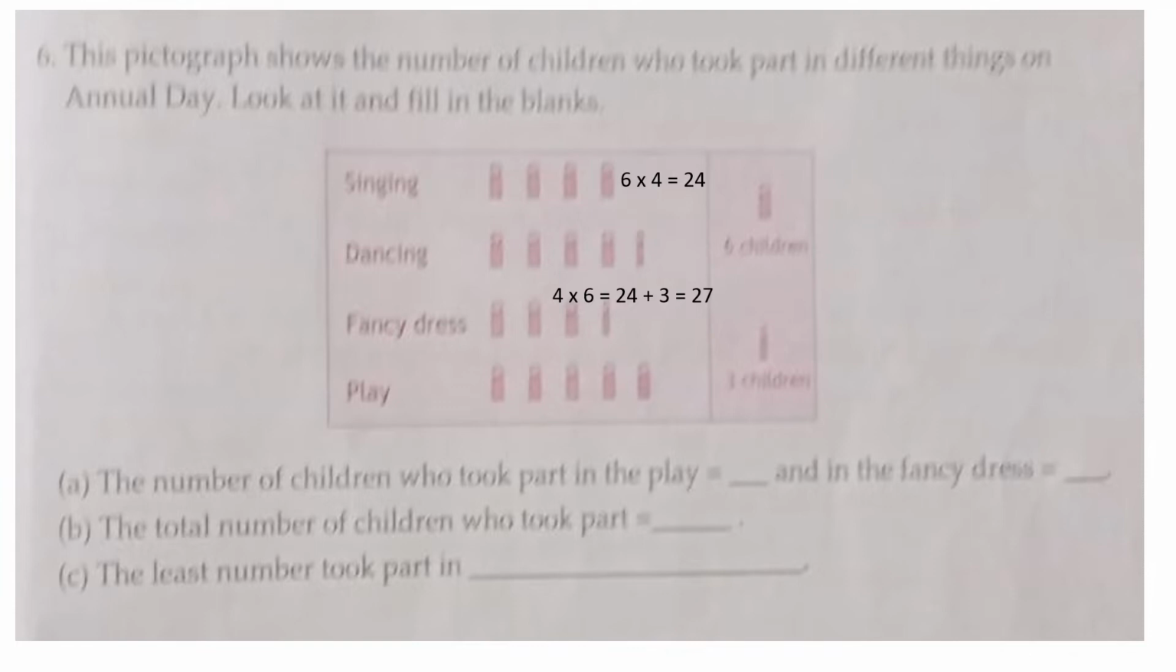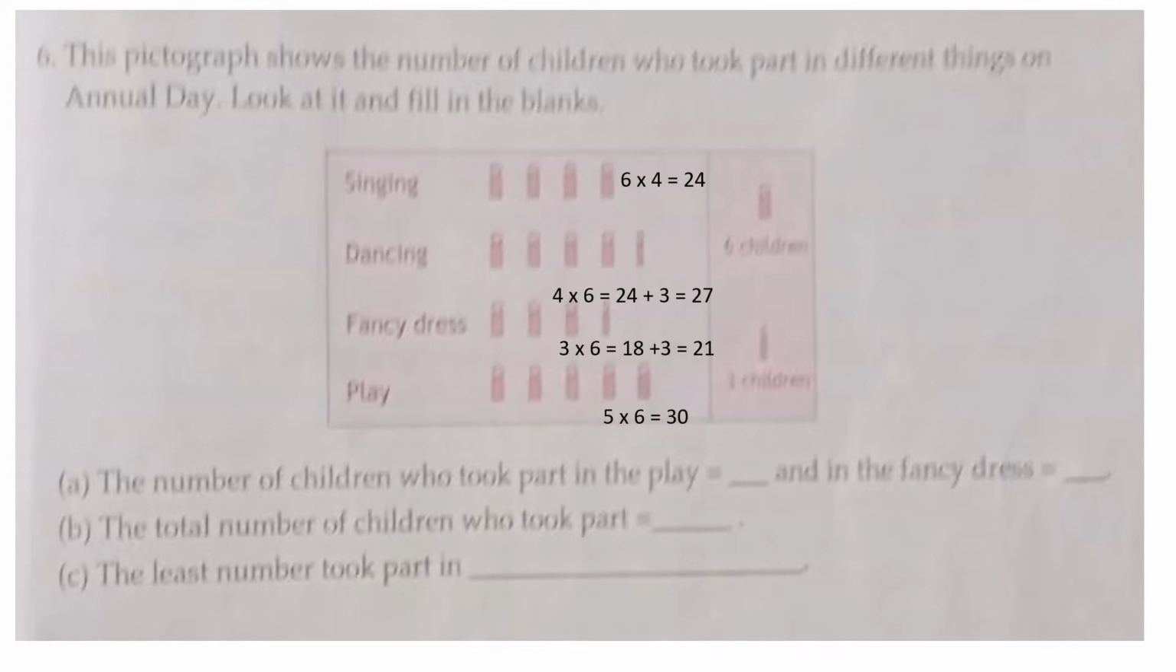Now in fancy dress competition, children, 3 are full candles and 1 half. So 3 sixes are 18, as they are full, and 1 half, that is plus 3. So 18 plus 3 is equal to 21. And in play there are 5 candles. They are full candles. So 5 into 6, that is 30. 5 sixes are 30. So 30 children are participating in a play.